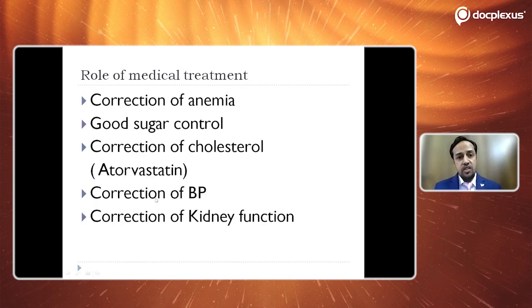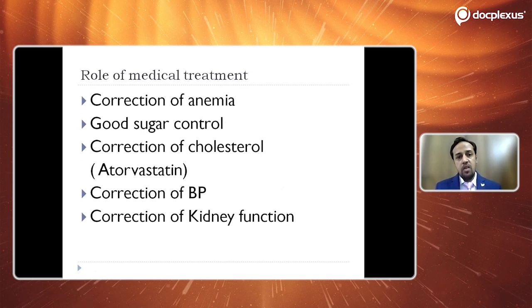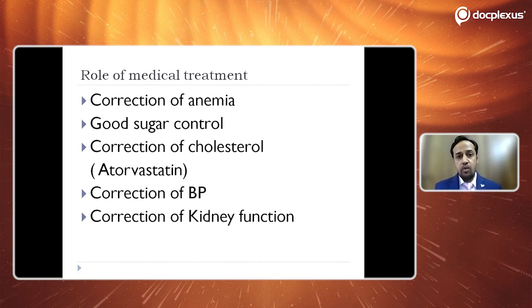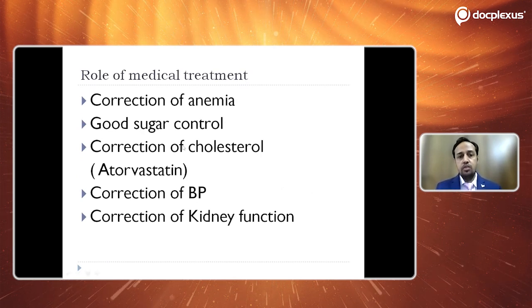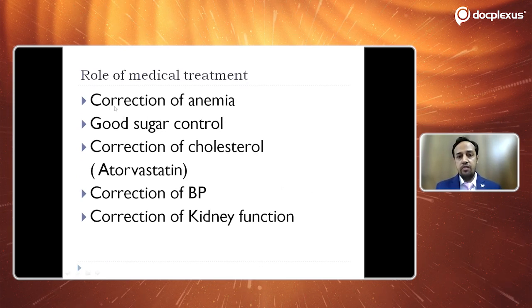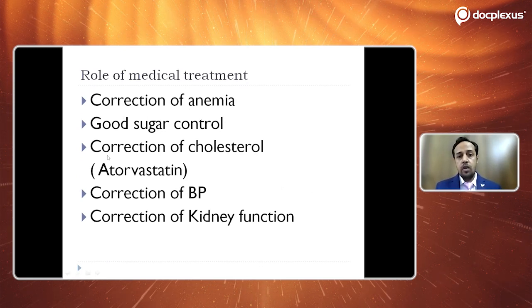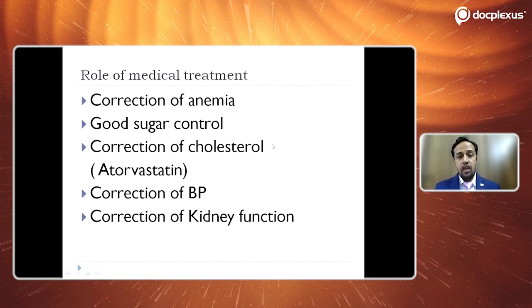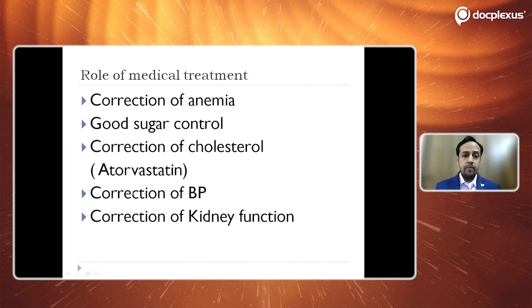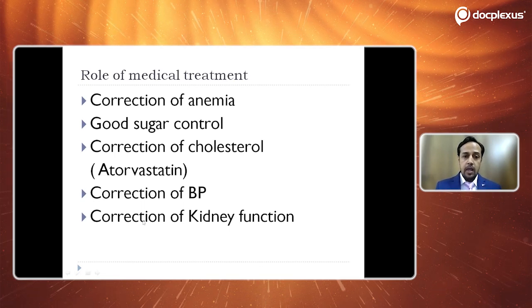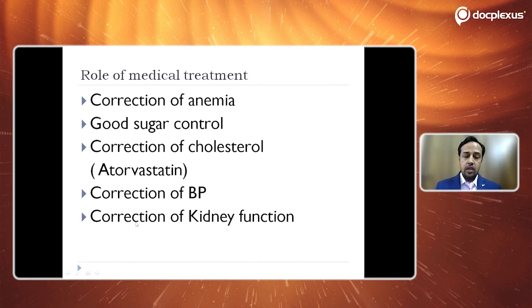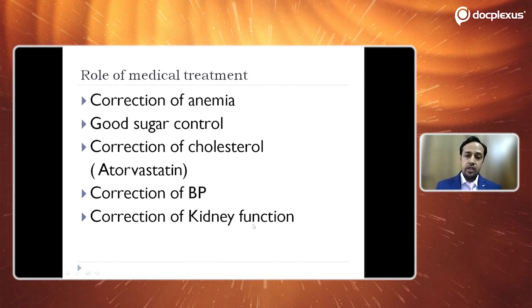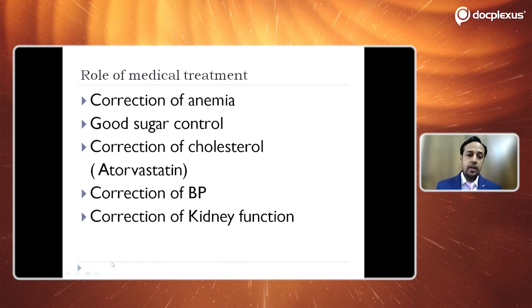And the physicians have a very important role, because we need the physicians for good overall control. Not only is the sugar control important, correction of anemia is also important, correction of cholesterol, especially the role of statins if the patient has diabetic macular edema, correction of BP, as well as if the kidney profile, renal functions are deranged, they need to be corrected.